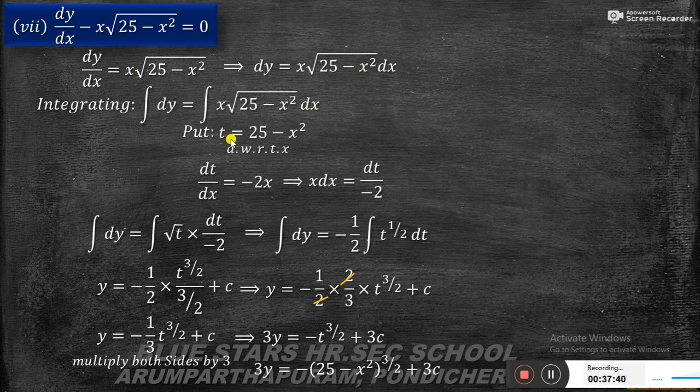Therefore now I take the substitution method, t equal to 25 minus x square. So dt by dx equal to, taking the derivative with respect to x on both sides, d by dx of t means dt by dx, d by dx of 25 minus x square. Differentiation of the constant 25 is 0, minus differentiation of x square is 2x, so minus 2x. dt by dx equal to minus 2x. In the next step, cross multiplying, x dx equal to dt by minus 2.